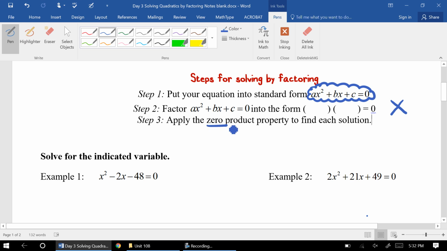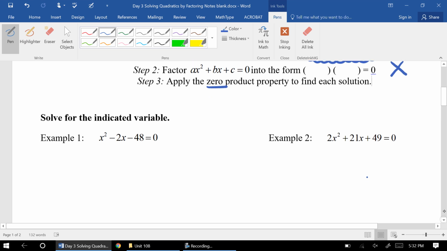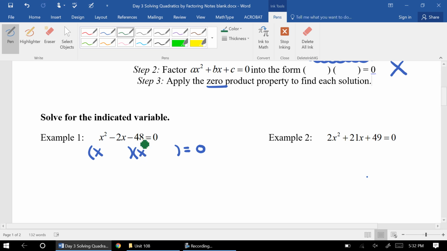So as I look at example number 1, in order to solve this, I need to know what 2 numbers multiply to negative 48 and add to negative 2. I know that for my first term, I'm going to use x and x because x times x multiplies to x squared. And then for 48, I'm going to say that I have 6 times 8 is 48. Since I want the 2 to be negative, I'm going to make the 8 negative and the 6 positive. So I used guess and check to set that up. I'll just verify again one more time.